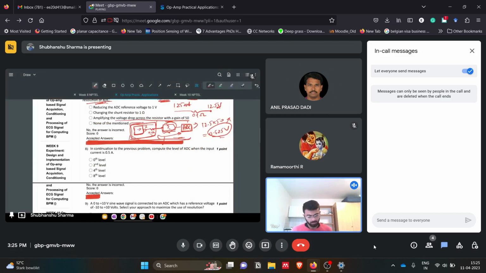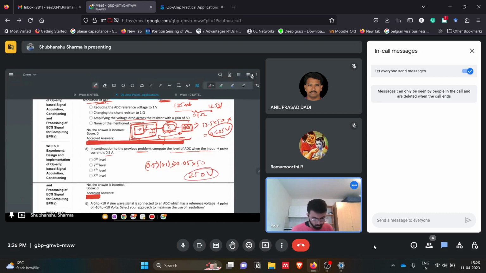Now the eighth question. In continuation to the previous problem, compute the level of ADC when the input current is 0.5 ampere. So 0.5 into what? 0.5 into 0.1, that is 0.05. But then we have a gain of 50. So we have 2.5 volts.